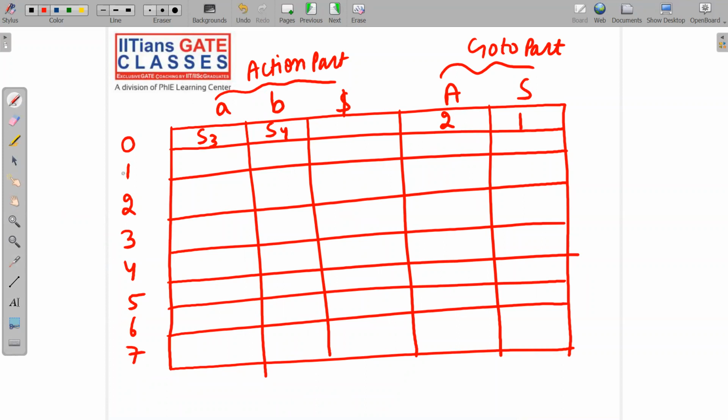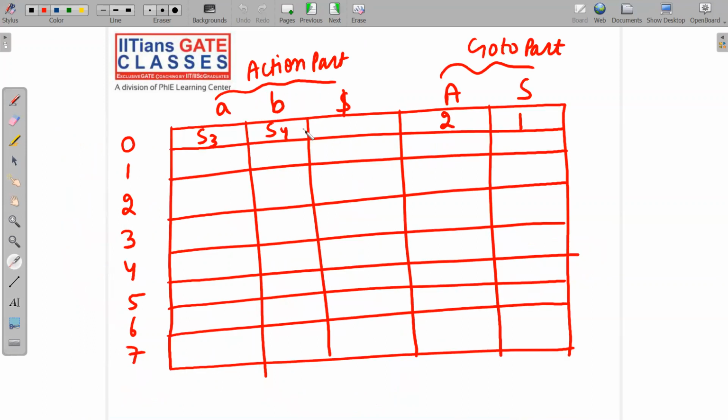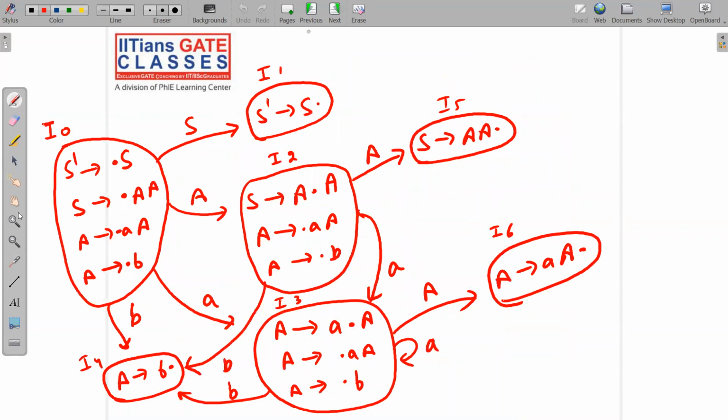Now on state number 1, we are reading small a. Where will we go? Go to the previous slide. We are not reading anything on state number 1, but this is the augmented production. So in case of dollar, I will write accept. This is the rule. To accept the string, we say 1 on dollar, it is accepted. That's it.